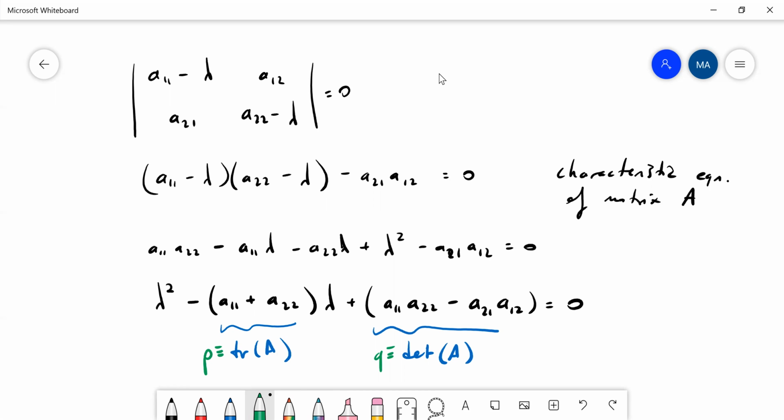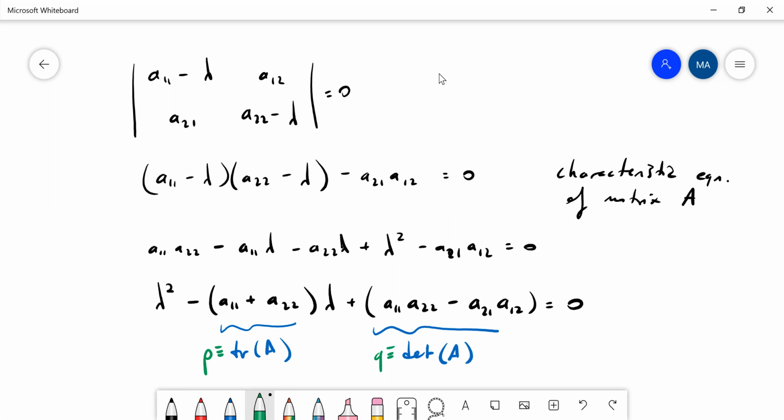So, the solution to your characteristic equation in a 2x2 system, in any n by n square matrix, will give you the eigenvalues. Now, typically, since this is a polynomial equation of degree 2, you're going to have 2 eigenvalues. Because your system is 2x2, your characteristic equation is quadratic, so you have 2 eigenvalues as the solution of this characteristic equation. Okay?